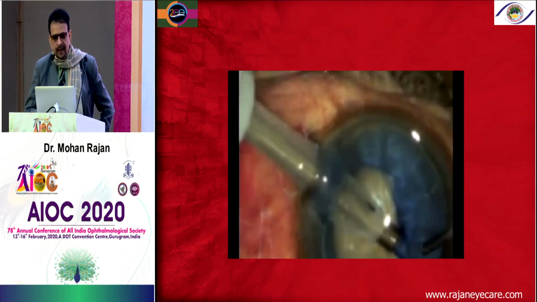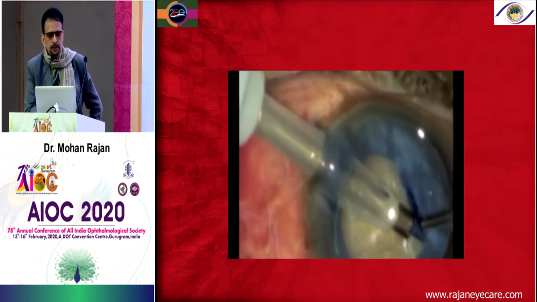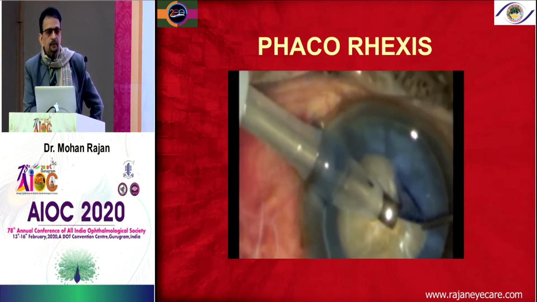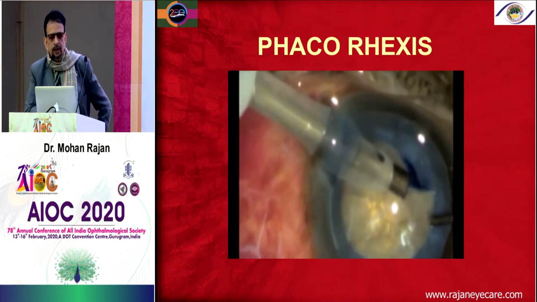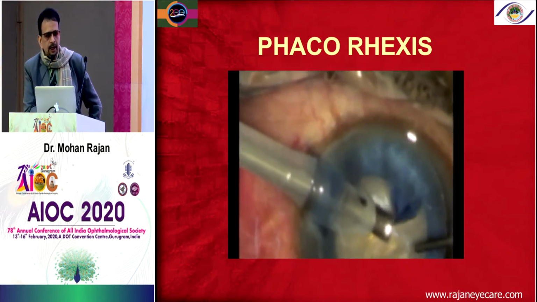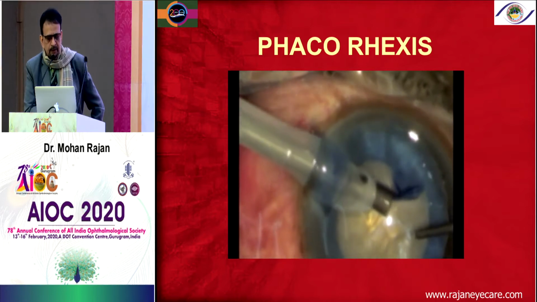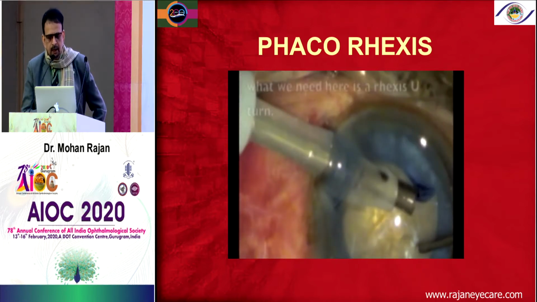If you don't have any access to the rotator forceps or anything, you can follow it by the phaco-rhexis. You can use the phaco needle itself. It involves a little bit of a learning curve, but you can punch as well as do the phaco-rhexis with the phaco needle itself. It's a little bimanual technique as well, but it works wonderfully well.